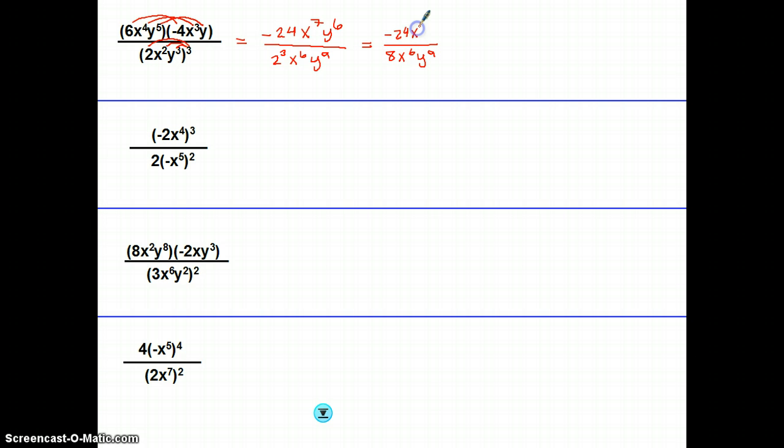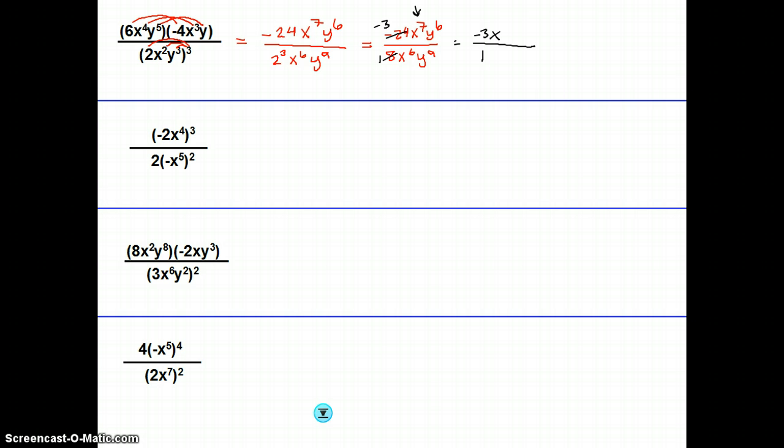Now that I've simplified the numerator and the denominator separately, I am going to simplify the entire fraction as a whole. Reducing my 24 to a negative 3 and my 8 to a 1, I have a negative 3 in my numerator and a 1 in the denominator. For my x's, I have 7 on top and 6 on the bottom. 7 minus 6 is 1, and since there are more on top, my x to the 1st is on the top.